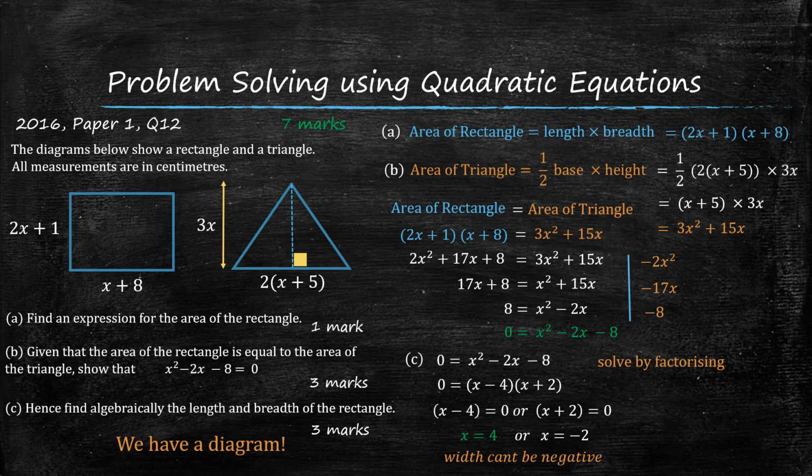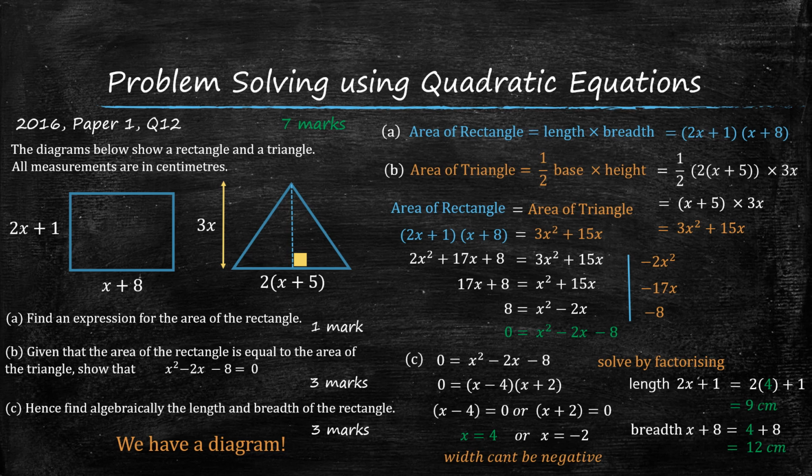Now that we have our solution, we can work out the length and breadth of the rectangle. The length is 2x plus 1, so that's 2 times 4 plus 1, so the length is 9 centimeters. And the breadth is x plus 8, so that's 4 plus 8, which is equal to 12 centimeters. So for part C, we had to solve the quadratic equation algebraically. We solved it by factorising to work out what x was. Once we knew what x was, we then worked out the length and breadth.